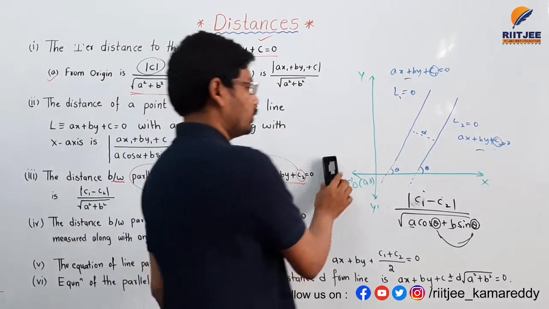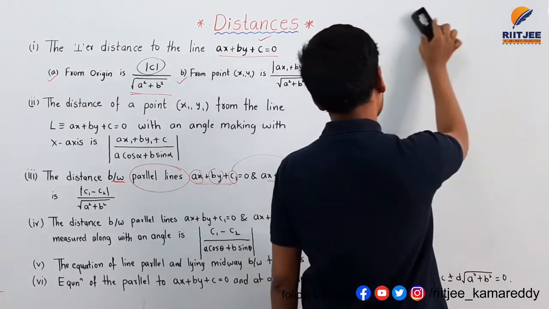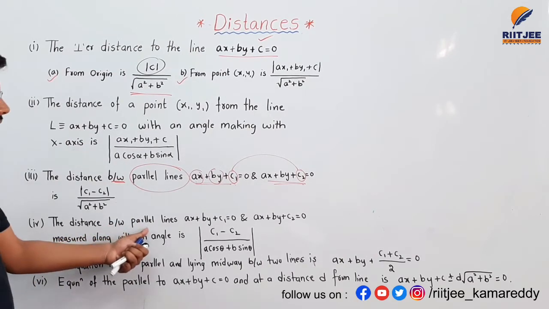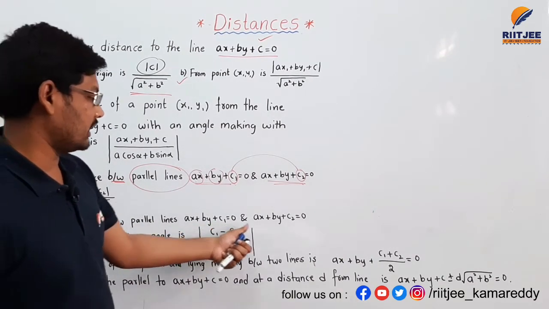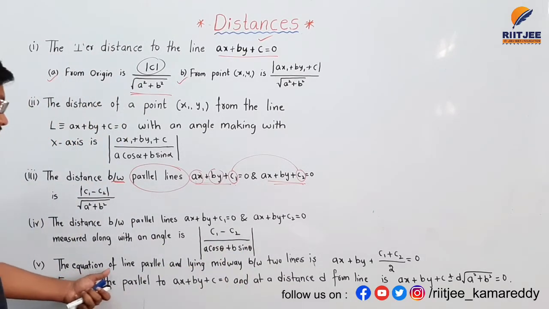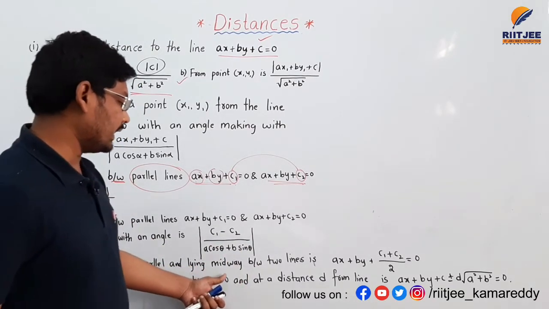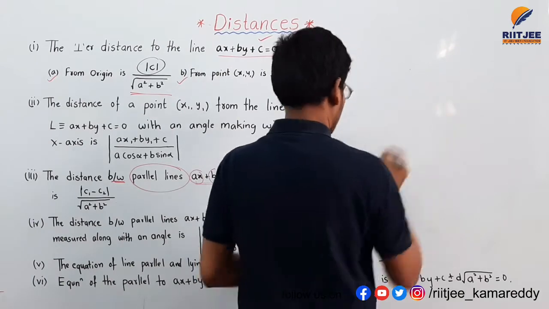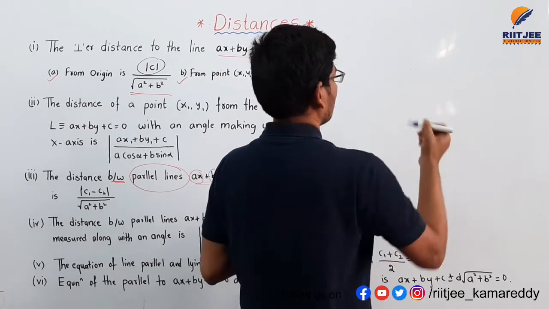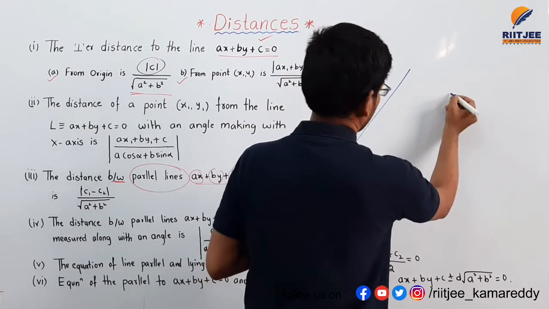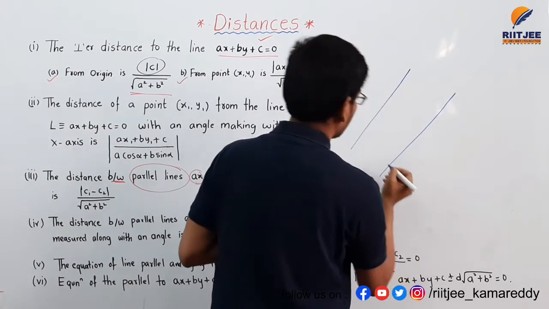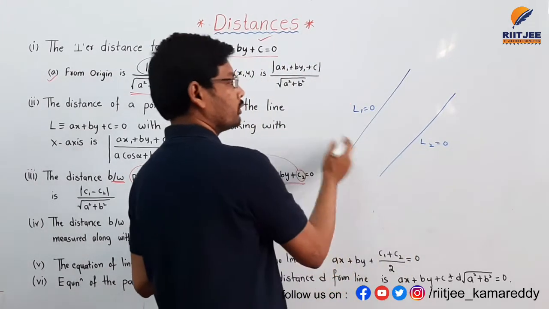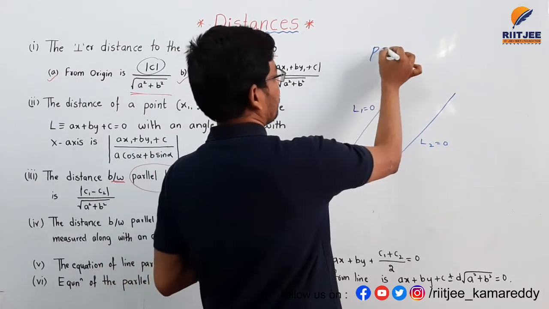fourth point here. And the next point is the distance between parallel lines ax plus by plus c equals 0. So here the fifth point: the equation of a line parallel to and lying midway between two lines here. If I am taking two lines here, this is one line and this is also one line. This is L1 equals 0 and this is L2 equals 0. Both are parallel lines here.